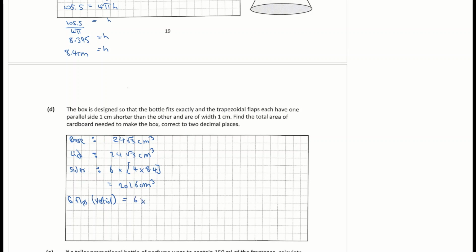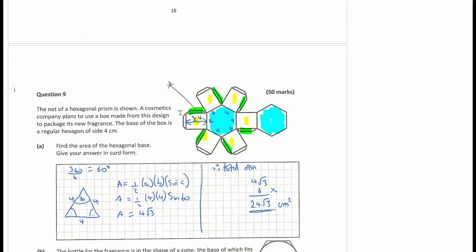So I have 6 flaps. I have an average length of 8.4 plus 7.4 because it tells us they're 1 centimeter shorter at either end. And I'm dividing that by 2 to get the average. So that's the length of the flap. And then I have to multiply that by 1 because that's the thickness. So don't forget the formula for the area of a rectangle is length by width. So multiplying that out, I'm getting 47.4 centimeters cubed.